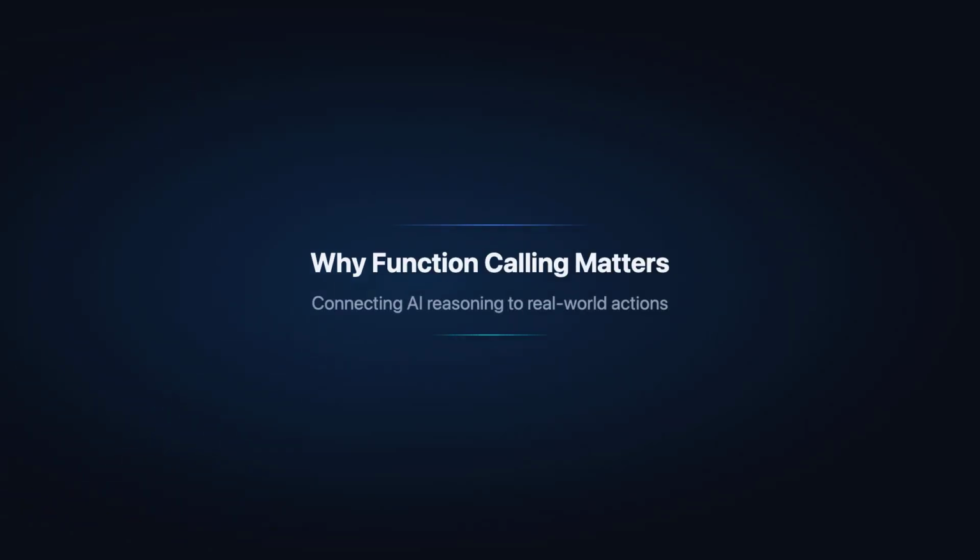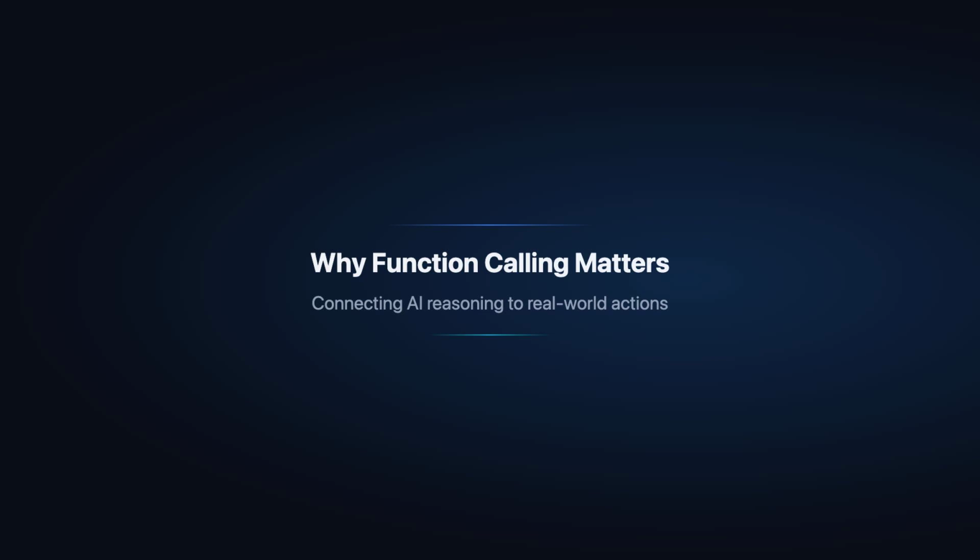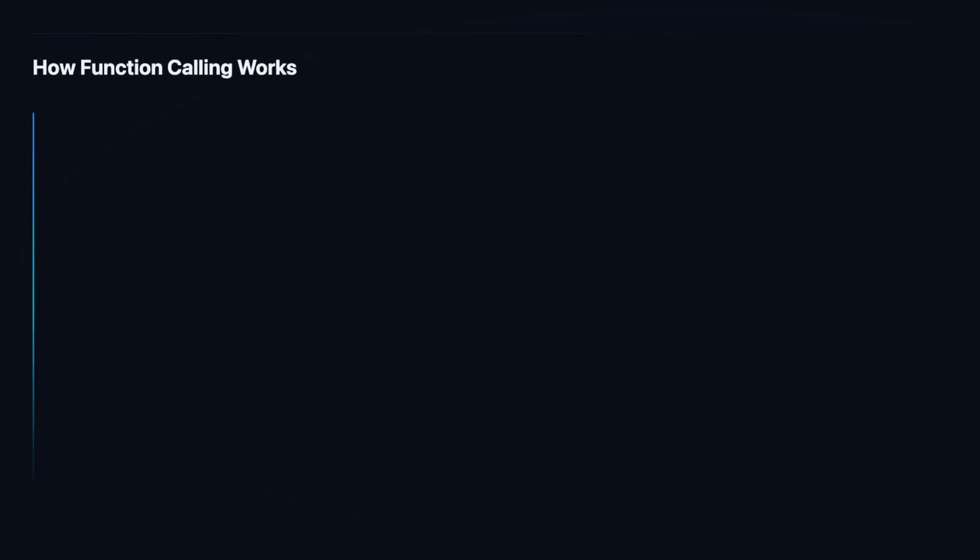Let us examine why function calling is such a transformative capability and how it changes the fundamental relationship between a language model and the systems around it. Five key mechanics define how function calling extends a language model's capabilities beyond text generation into real-world action.